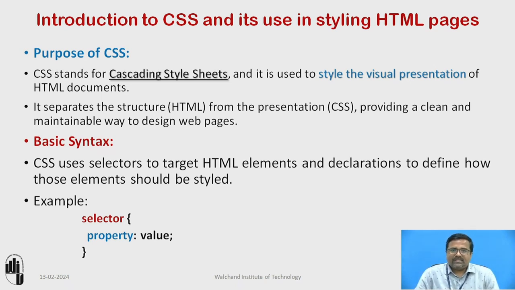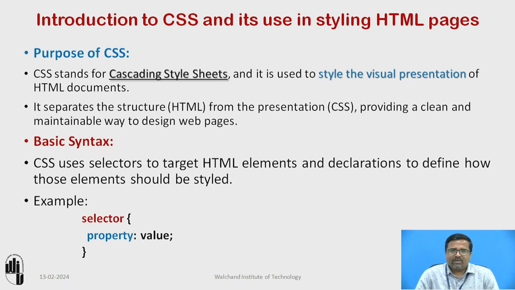So what is CSS? CSS is an acronym and it stands for Cascading Style Sheets. Okay, so basically, as the name suggests, it is used for styling the HTML page or visually controlling the visual presentation or visual appearance of the HTML documents. So CSS is a separate structure from the HTML. It is called the presentation layer.